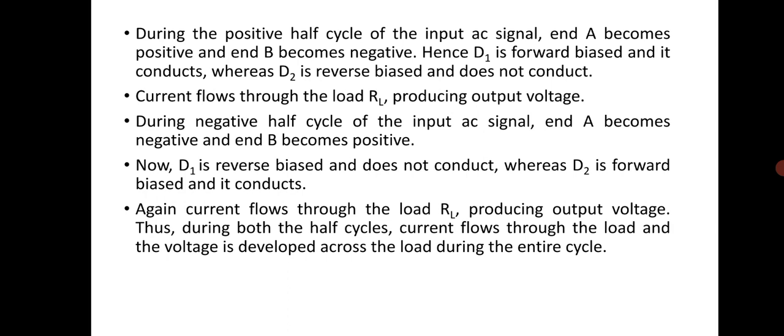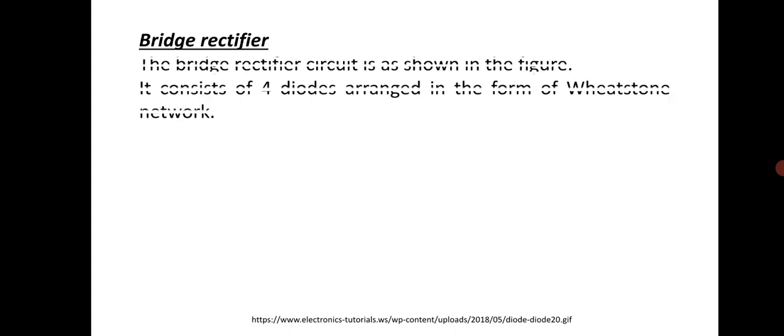Again, the current flows through the load resistance RL, producing output voltage. Thus, during both the half cycles, current flows through the load resistance and the voltage is developed across the load during the entire cycle, and that is why it is considered to be the full wave rectifier. There is one more rectifier which is also a full wave rectifier, that we call the bridge rectifier.